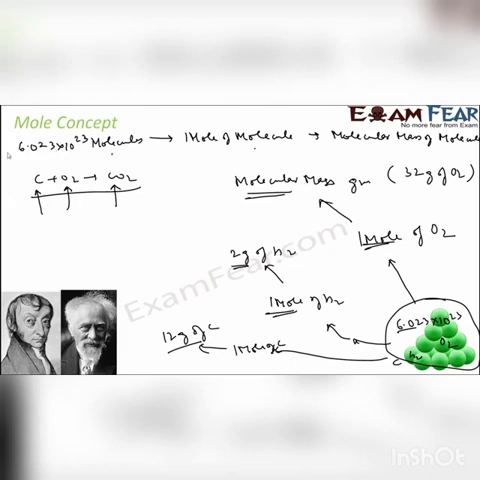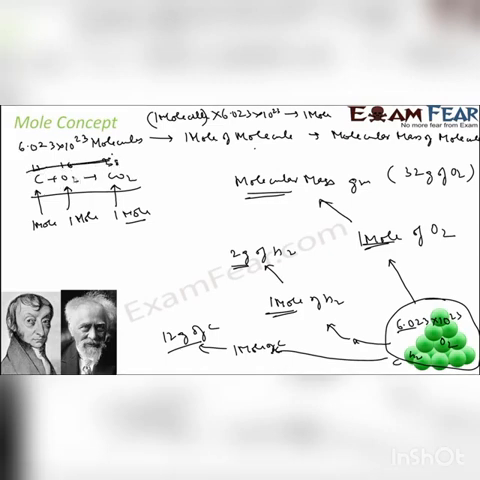You multiply 1 molecule with this magical number, you get 1 mole. You can say that 1 mole of carbon reacts with 1 mole of oxygen to form 1 mole of carbon dioxide. Right? Because 1 molecule into this magical number is equal to 1 mole. So looking at the equation, I can't say that 12 gram reacted with 16 grams to give 30 grams. Those things I can't find just by looking at the equation.